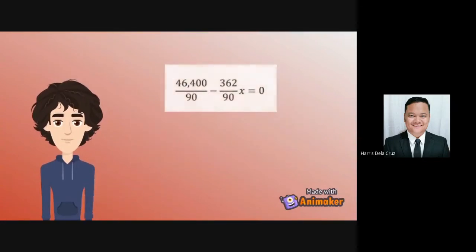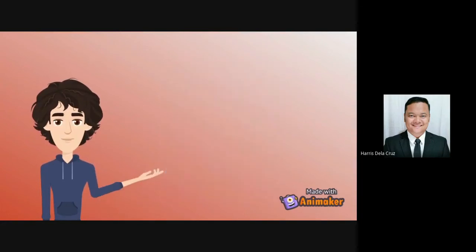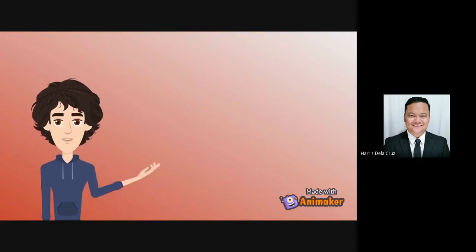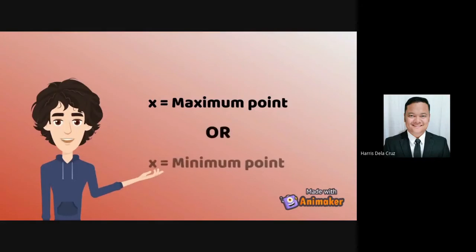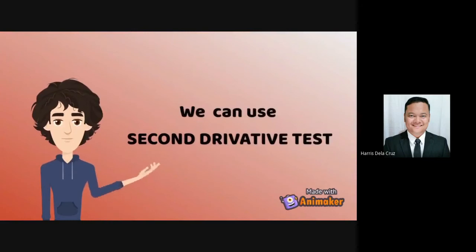Now, doing algebraic operations, we found out that x is the number of output that will give us the maximum profit of 128. However, be careful, because we are not sure yet whether x, or the number of output we get, is really a maximum point, since it could also be a minimum point. That is because we know that the slope at maximum or minimum points are both equal to 0.